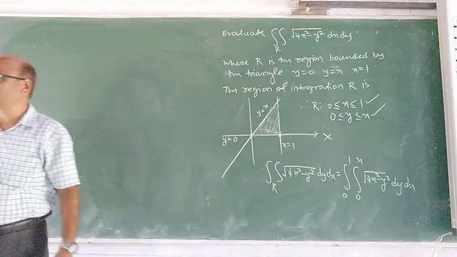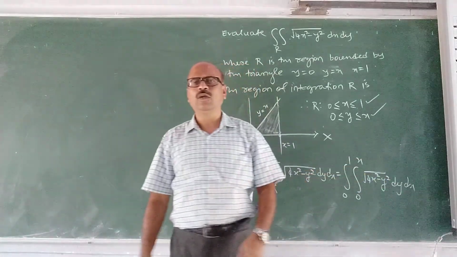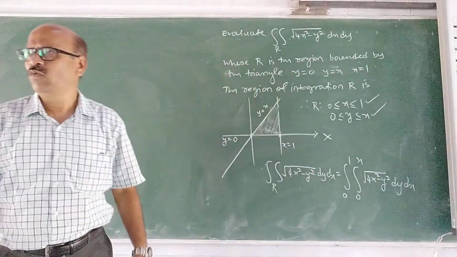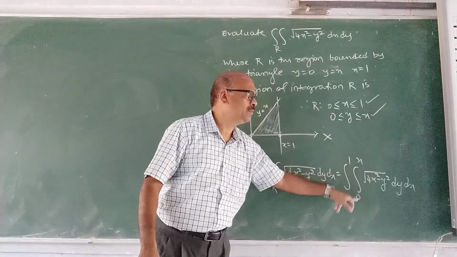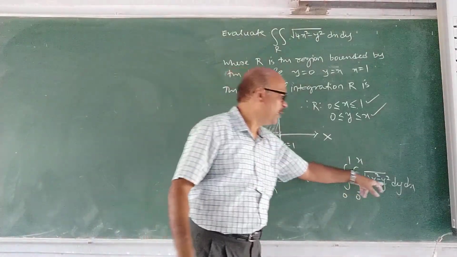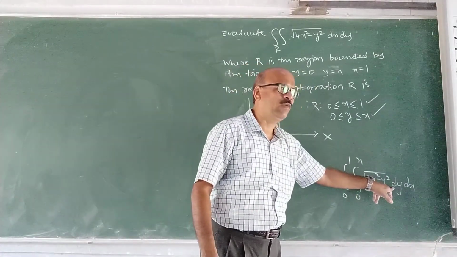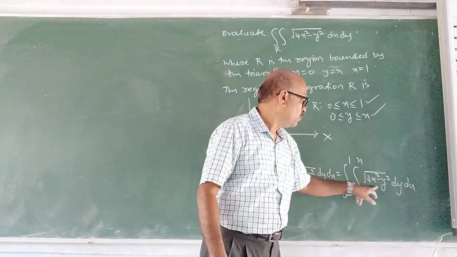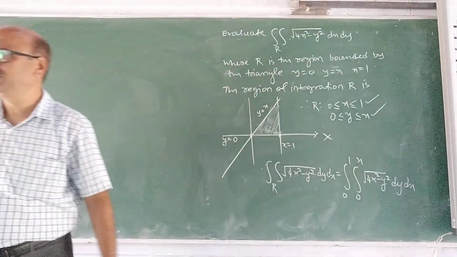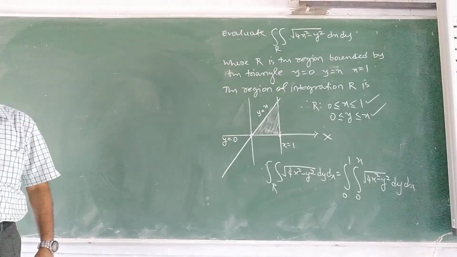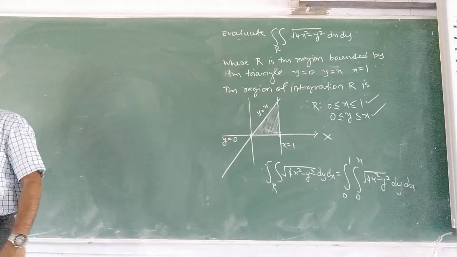You have to integrate with respect to y first. What is the rule or technique here? We have to integrate with respect to the variable having variable limit. Here y has variable limit 0 and x. So integrate with respect to y. While integrating with respect to y, you have to take x as constant. So which formula is to be used here? For root 4x square minus y square, what is the formula?